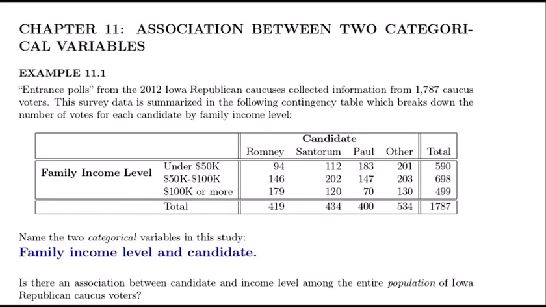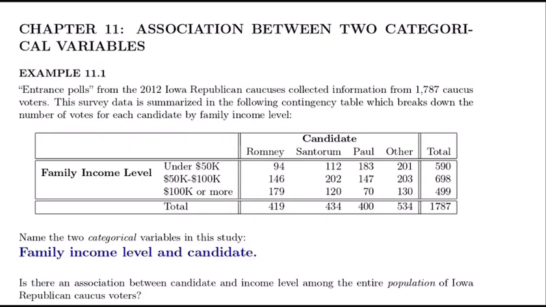So we've got two categorical variables. The family income level has 3 levels. And of course, we've got 4 candidates. And of course, the numbers in the cells from 94 to 130 actually represent the number of votes received by each candidate, taking into consideration the income level. I think I explained all of this in class on Monday.